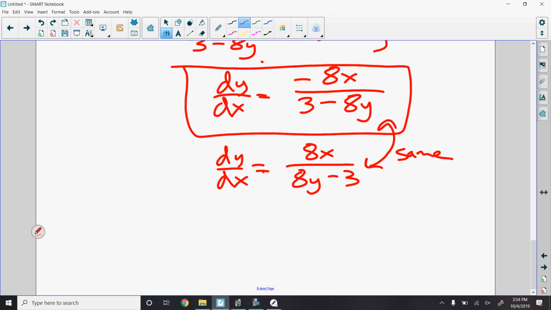Okay. Now, there'd be no reason for you to make that change other than the fact that maybe it's on a multiple choice and 8x over 8y minus 3 is on there, but negative 8x over 3 minus 8y isn't on there. Right? So that's the only reason we'd want to make that change. But just be aware, basically what's happening here is every term is switching signs. The negative 8x and the negative 8y are becoming positive, with the 3 becoming negative. As long as every single term switches signs, we can do that. Okay, let's take a look at a couple more here.